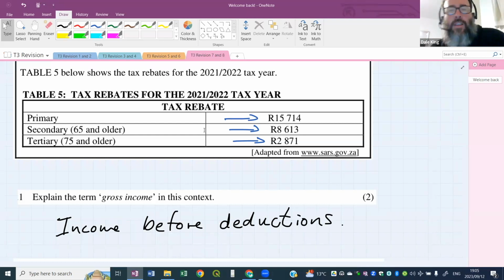So the benefit of the 65-year-old is both of theirs and the one that's before them. Yes, because a 65-year-old person gets the main, they call it the primary rebate. That's why it's called primary. 65 and older get a secondary, which means another one. So it's primary rebate, and then you get a secondary rebate and a tertiary. So you get 3 rebates if you're 75 or older. Never viewed it like that, but thank you very much, sir.